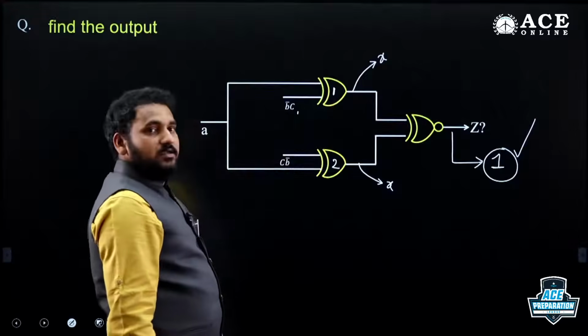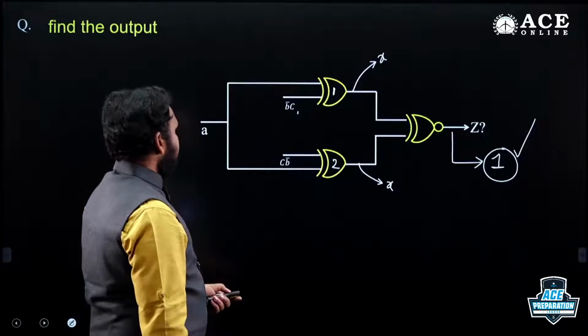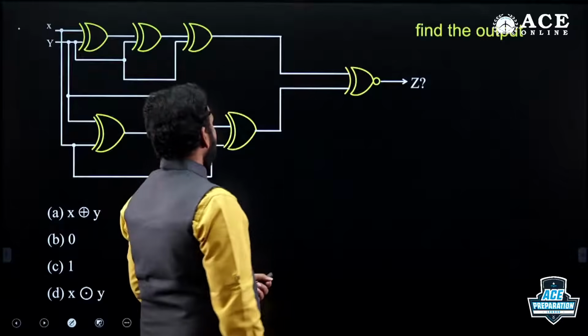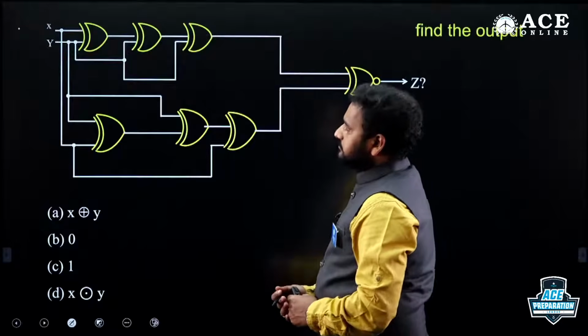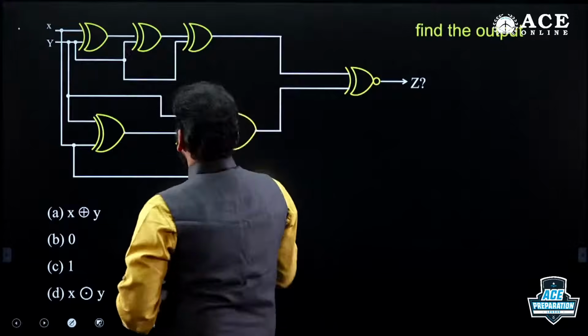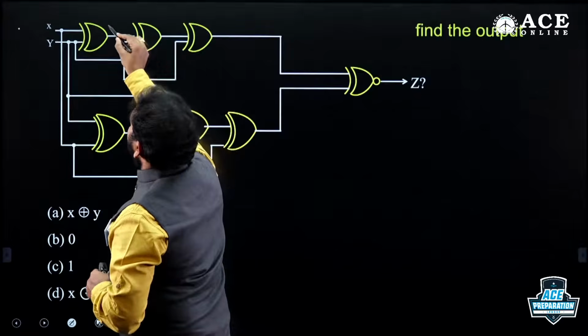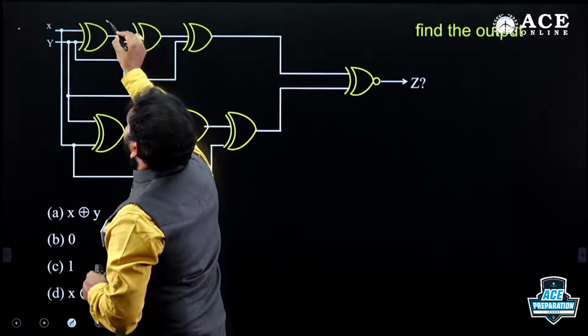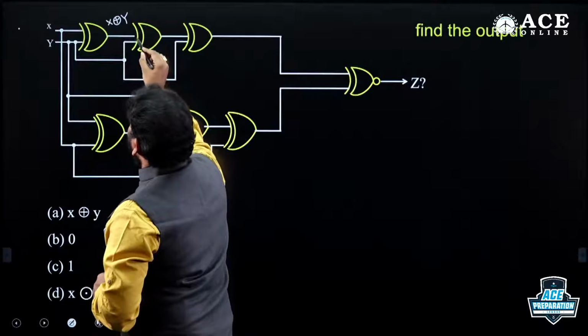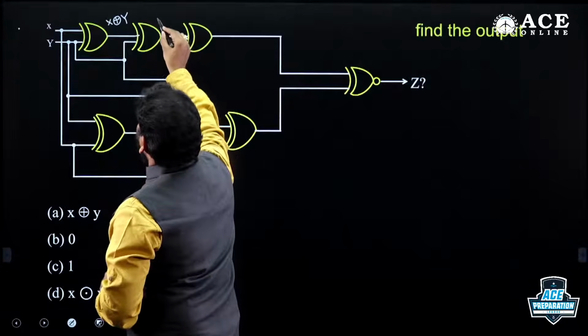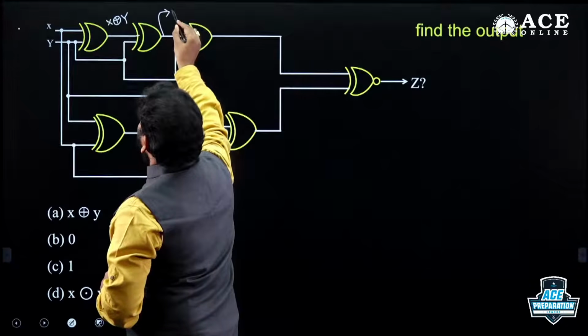These two are XOR gates. Of course, a similar model. This is X XOR Y. What is the output here? X XOR Y.